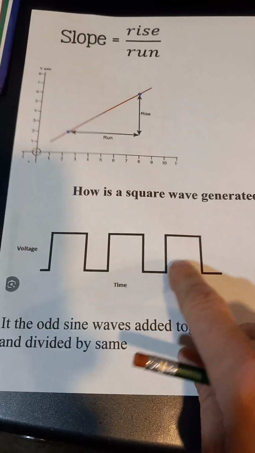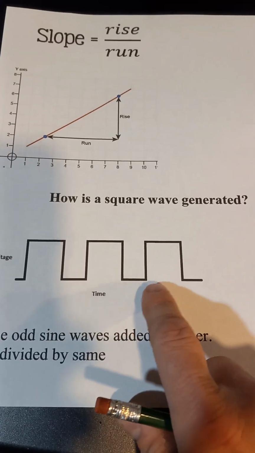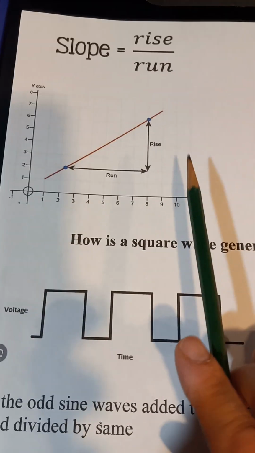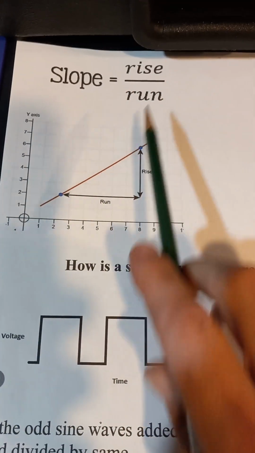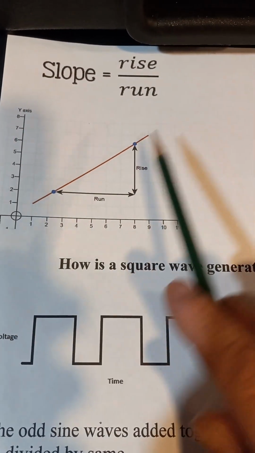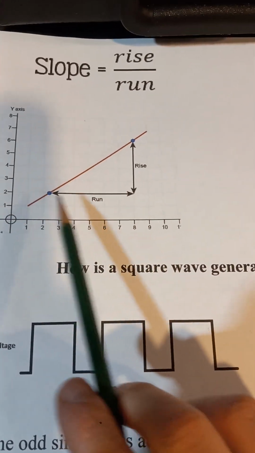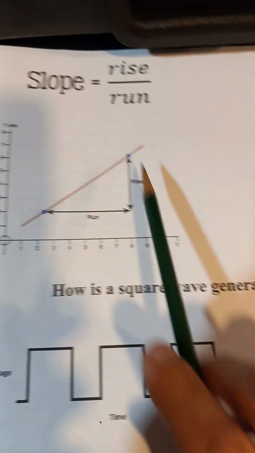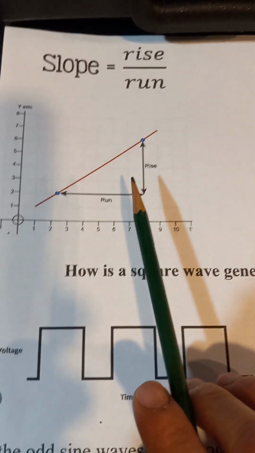Alright, I'm going to show you where these square waves are coming from, or how they're generated. Let's go quick algebra. Slope is rise over run. This is just an example of a straight line. There's your run, there's your rise. Divide the two, you get a slope.